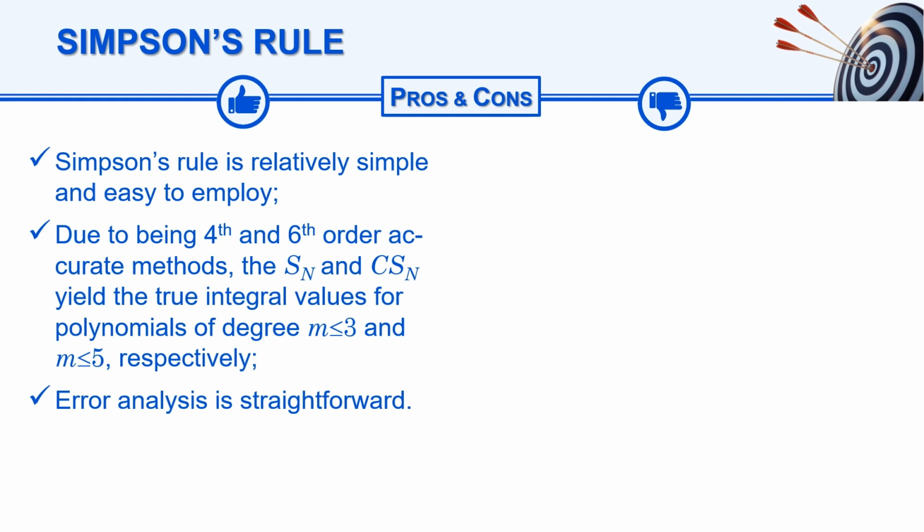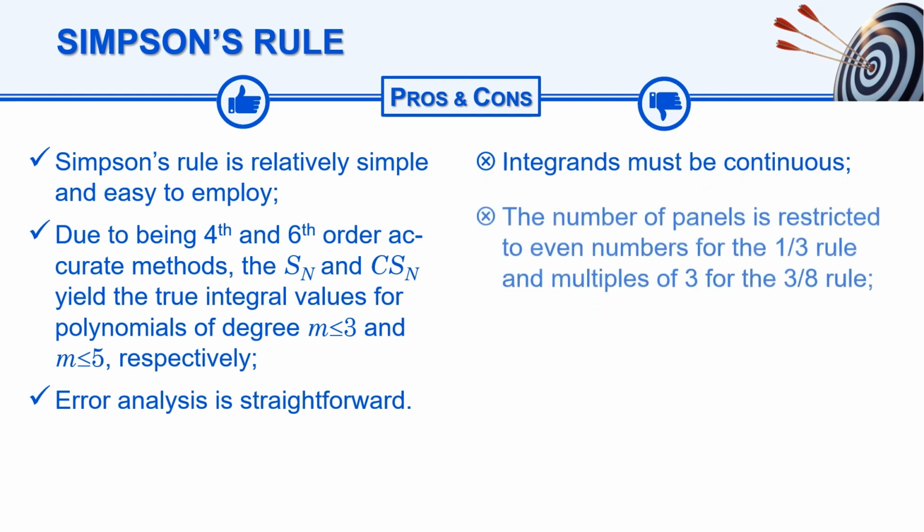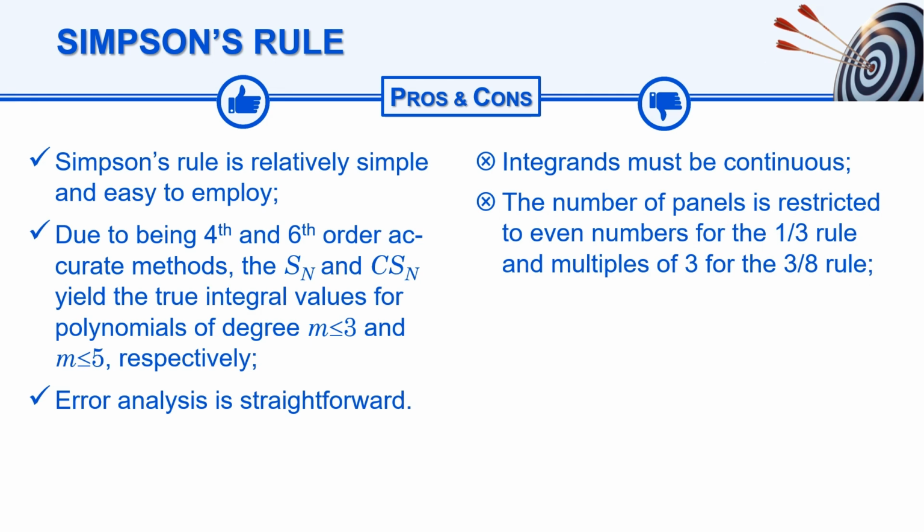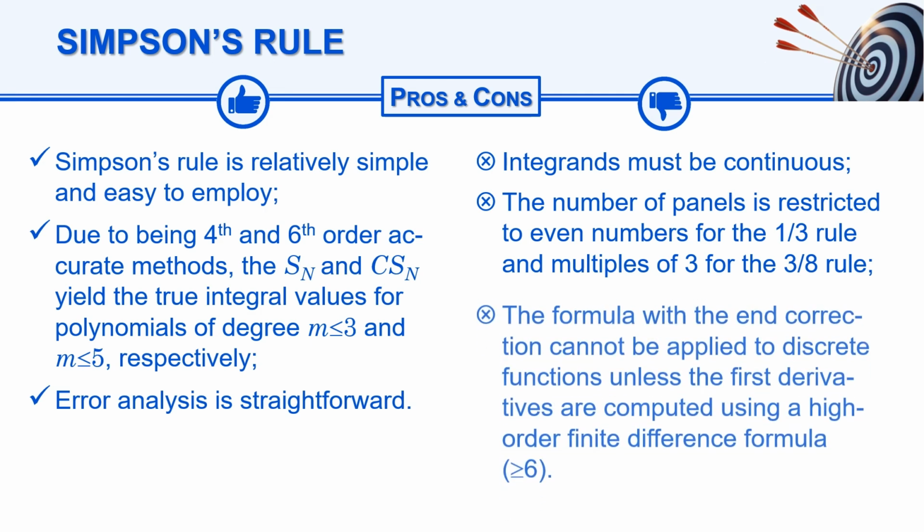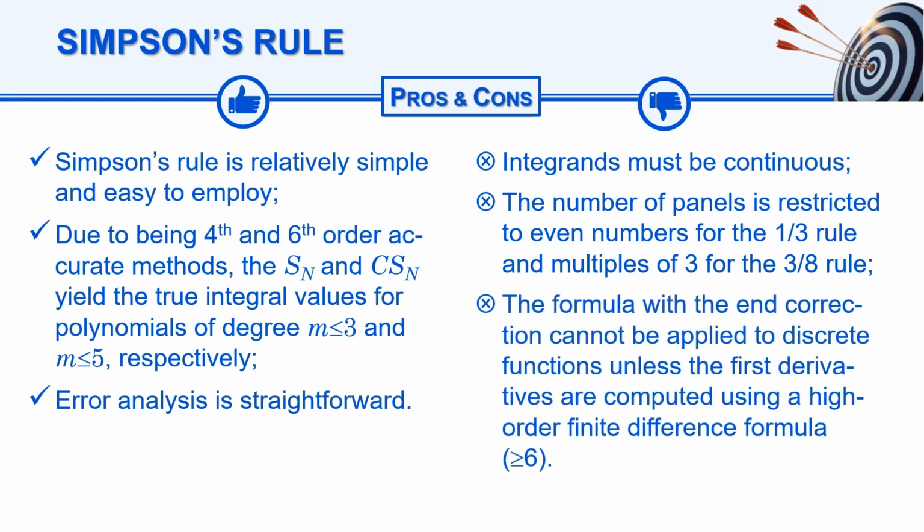The disadvantages of Simpson's rule are: integrands must be continuous. The number of panels is restricted to even numbers for the 1/3 rule and multiples of 3 for the 3/8 rule. The formula with the end-correction cannot be applied to discrete functions unless the first derivatives are computed using a high-order finite difference formula.